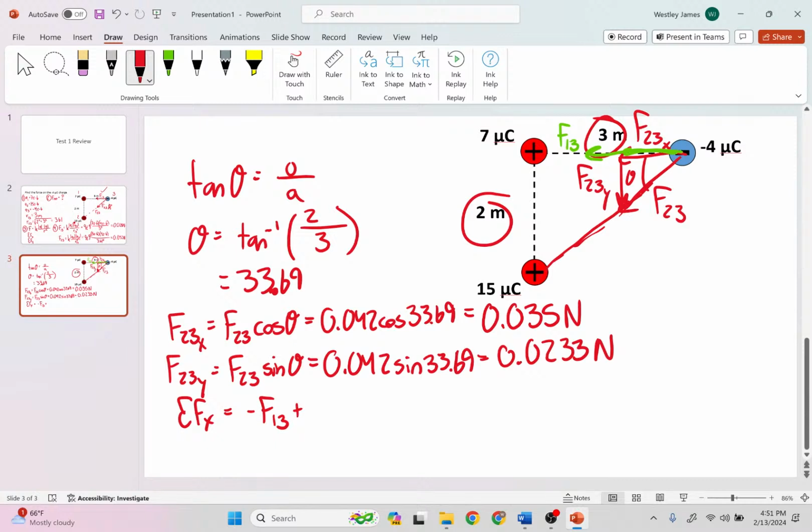Positive or negative? Negative as well. It's also pointed to the left. It's a little hard to see because it got covered up, but there it is. It's pointed to the left. So I get a negative F23. And we just put in the numbers.